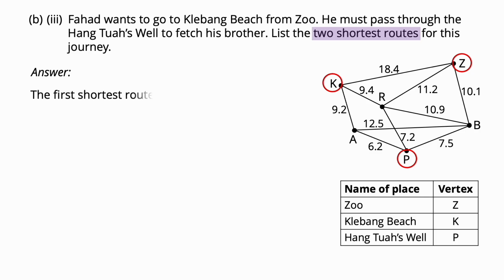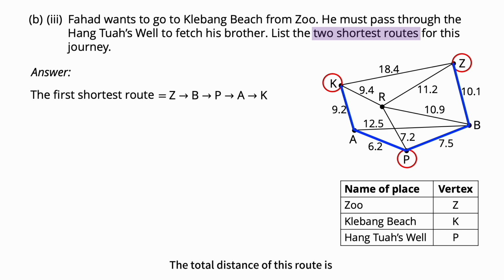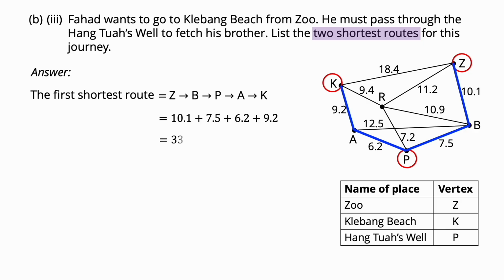The first shortest route. From Z to B. From B to P. From P to A. And from A to K. The total distance of this route is 10.1 plus 7.5 plus 6.2 plus 9.2 equals 33 km.